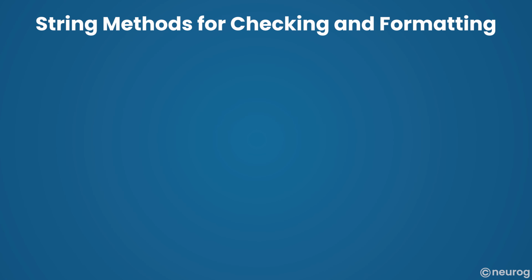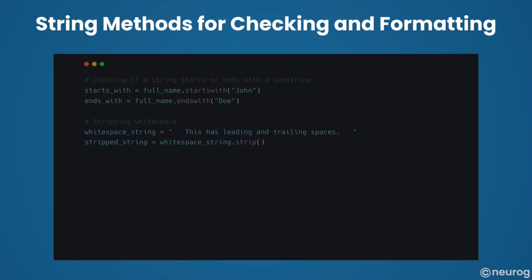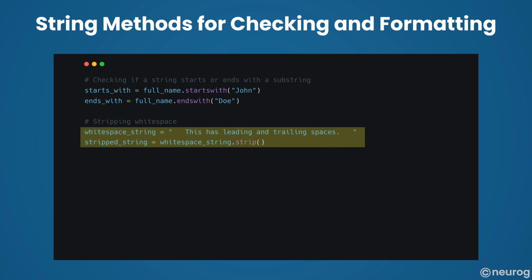Python provides methods to check and format strings. Let's explore these methods. With these methods, you can check if a string starts or ends with a specific substring and remove leading and trailing whitespace.